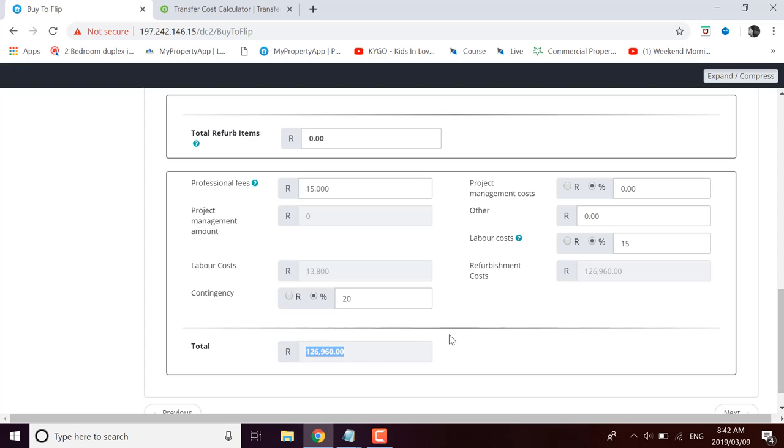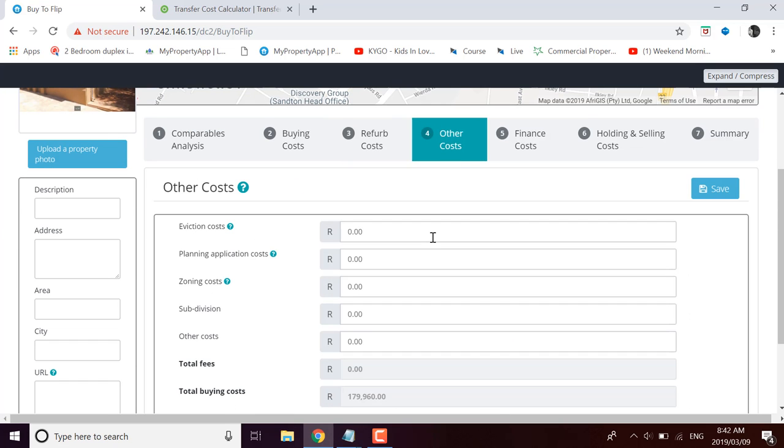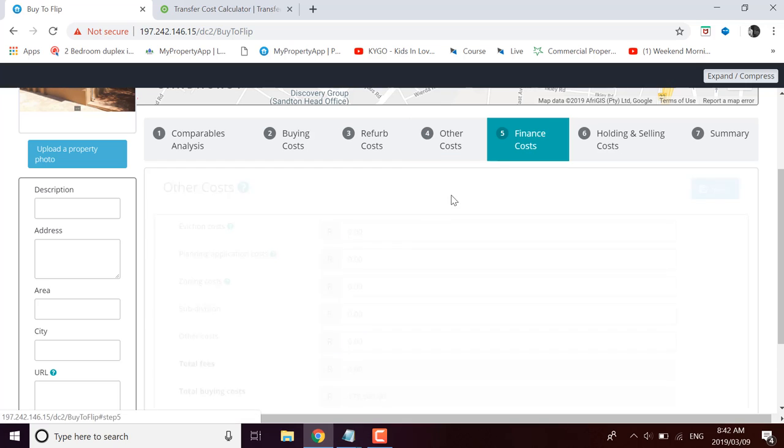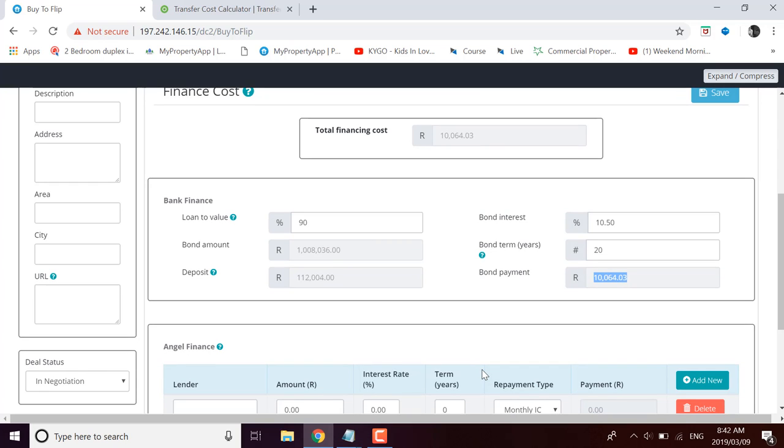So we're saying, based on the figures I've put in there, let's say 130,000 Rand renovation costs. Other costs, things like eviction, zoning, subdivision, things that aren't necessarily very common but could happen. Finance costs. Here's where you're going to say, I'm going to get a 90% loan from the bank at a 10% interest rate over 20 years. So my bond repayment to the bank would be 10,000. That is to loan 90% of the value of the deal.